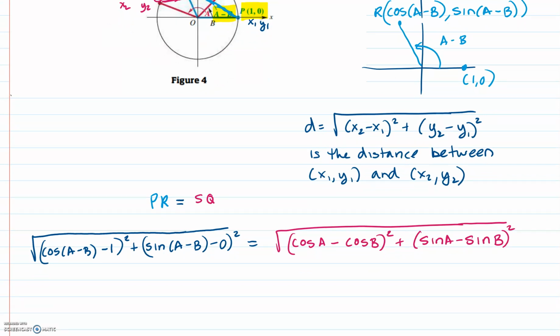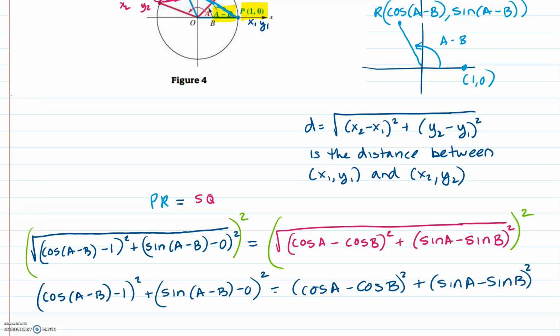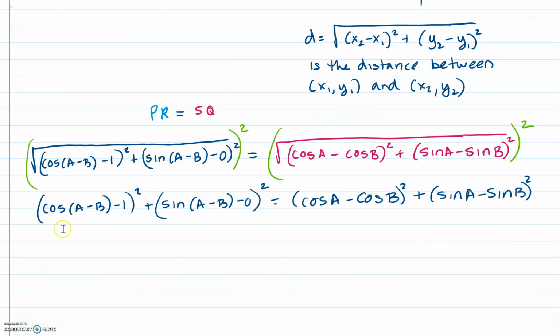First, I'm going to square both sides. When you square both sides, you end up with just the inside, but with no radicals. Now I'm going to FOIL everything out. Foiling this, I'm going to end up with cosine squared of A minus B, minus cosine of A minus B, another cosine of A minus B, so it makes it 2 of those, plus 1. This one is just minus 0, so I can just call that sine squared of A minus B.